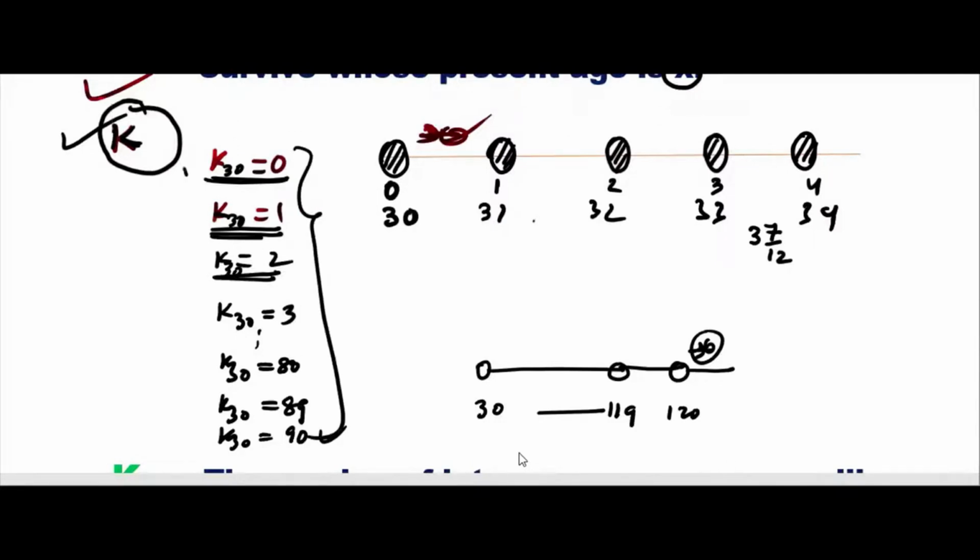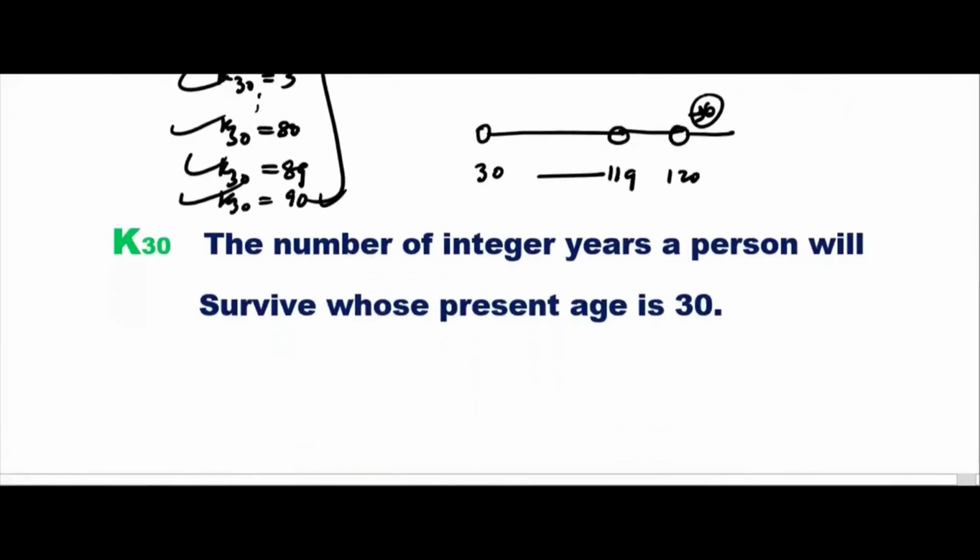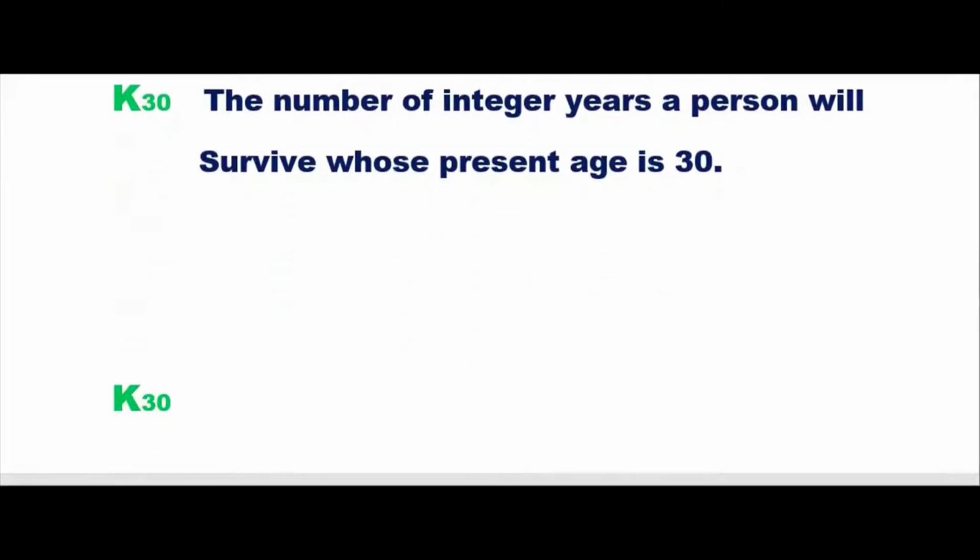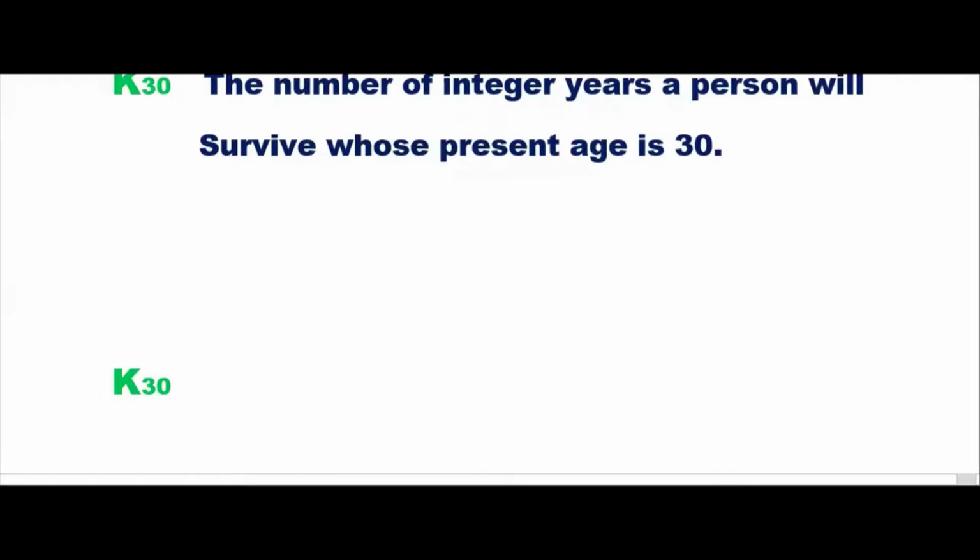All possibilities, these are the events. If you write a P, then you will get a probability. So what is K30 here? K30 here is the number of integer years a person will survive whose present age is 30. Try to commit to memory now, not later. If you want to continue with the class, remember now. I'm giving you time. The number of integer years, we are not worried about the fraction here, a person will survive whose present age is X.